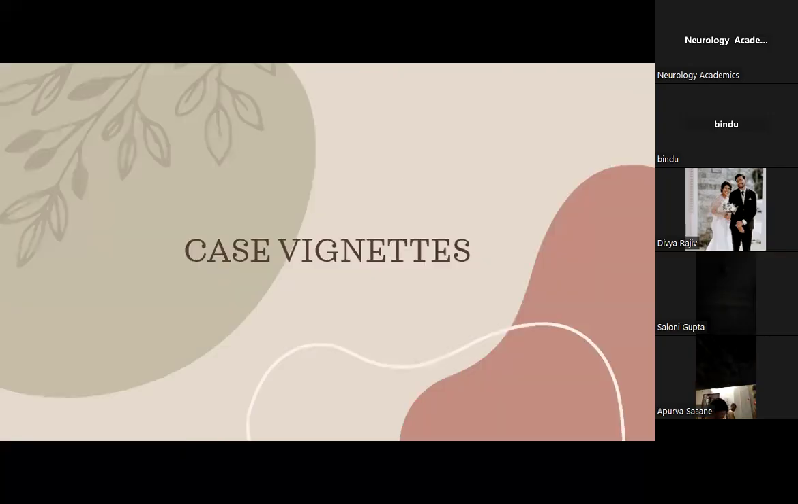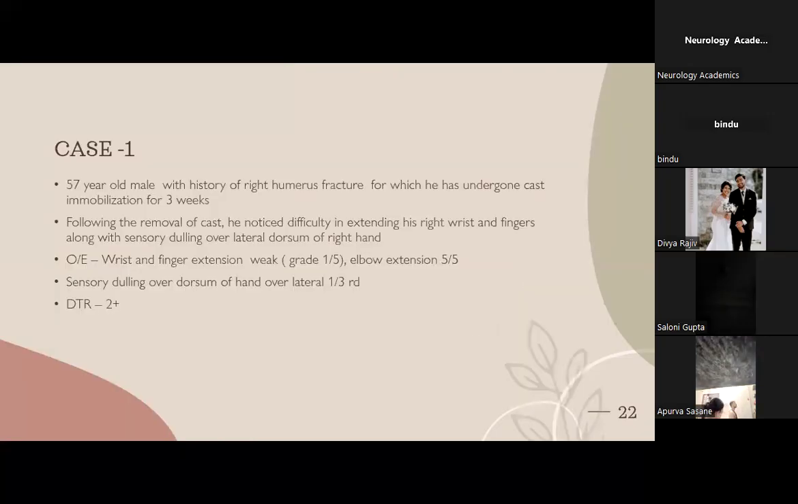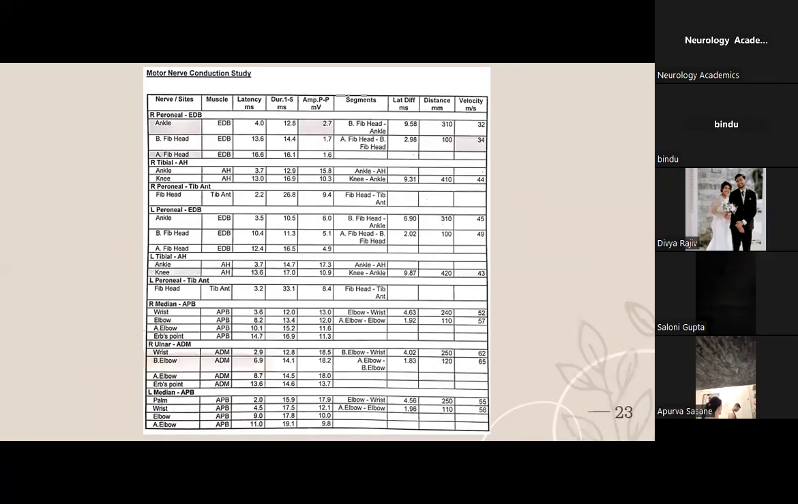Coming to cases. First case, a 57-year-old male with a history of right humerus fracture, for which he has undergone cast immobilization for 3 weeks. Following the removal of the cast, he noticed difficulty in extending his right wrist and fingers, along with sensory dulling over the lateral dorsum of the right hand. On examination, wrist and finger extension were weak with grade 1/5. Elbow extension was normal. There was sensory dulling over the dorsum of the hand, lateral 1/3. Reflexes were all present. This is the motor nerve conduction study.